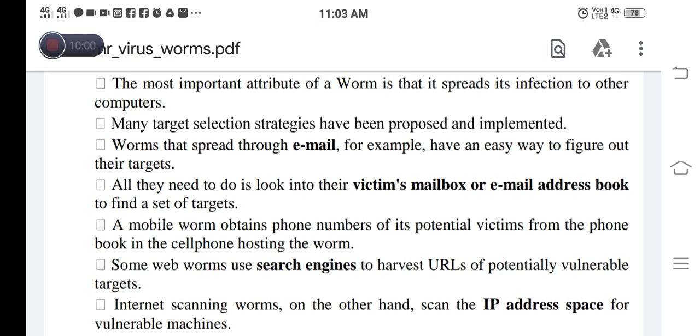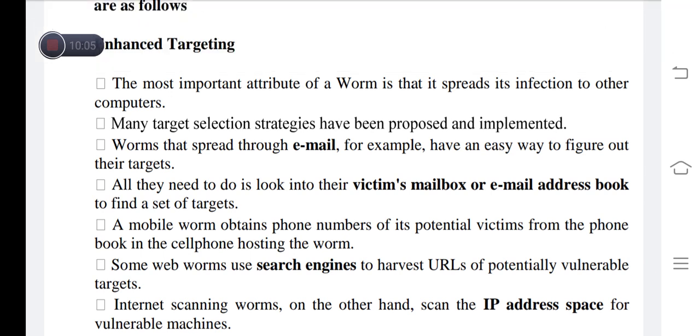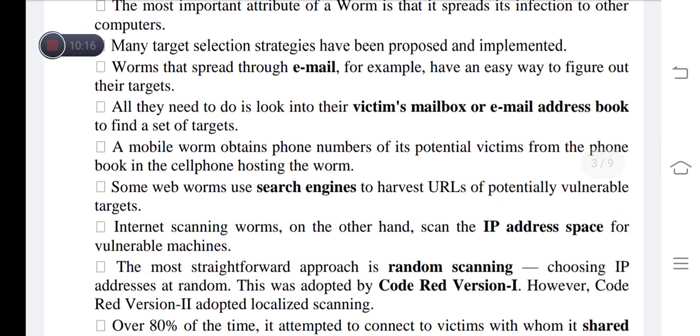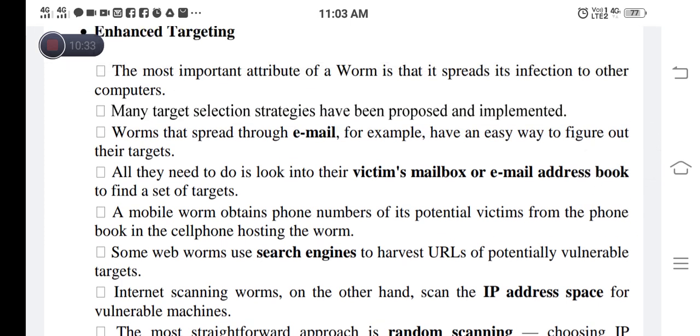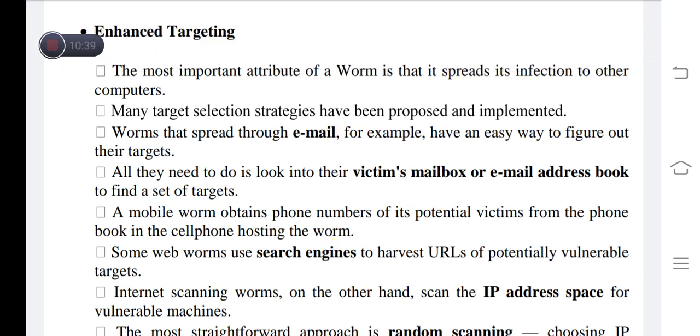Similarly, it will have access to the phone numbers of its potential victims from the phone book in the cell phone hosting the worm. That is how again it can make a spread. Then it also makes use of search engines to harvest URLs of potentially vulnerable targets. So by using all these media, the worms can propagate to the targets.